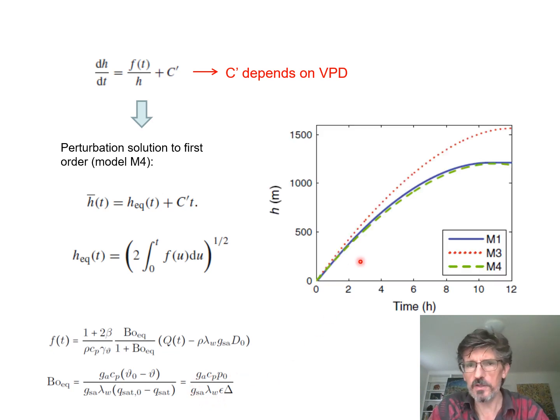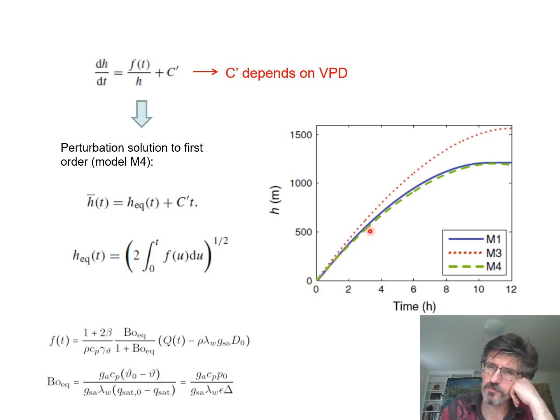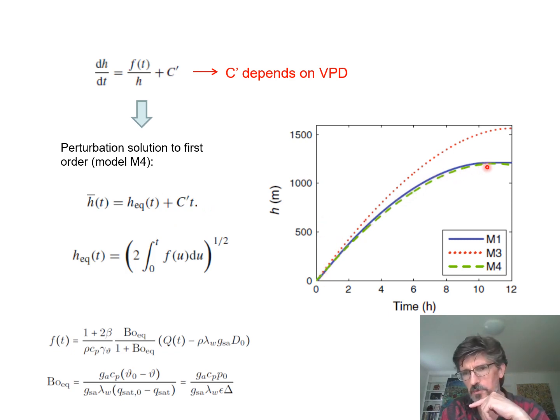So when we look at the simulation, if you do the whole simulation of the system during a day, this is sunrise, this is sunset, and this is the height of the boundary layer. We imagine that we start from very small values, almost 0. The boundary layer grows. This is an approximation that doesn't work very well. It's this H equilibrium T. But the full solution is this M1, the blue one.